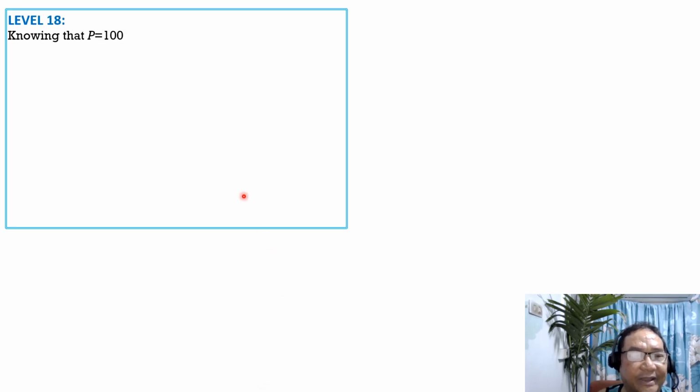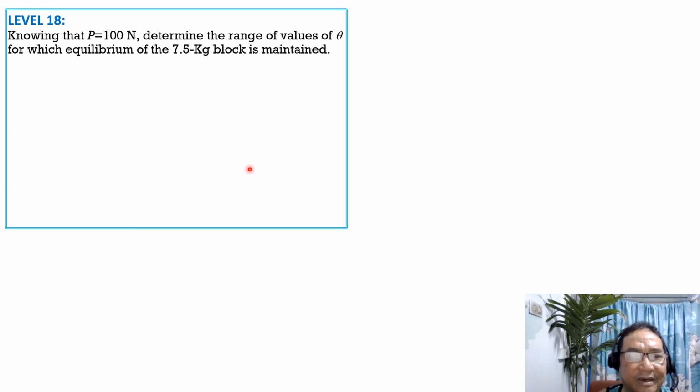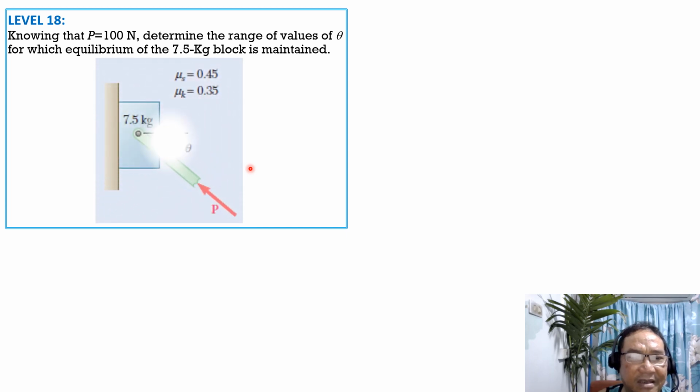Level 18, knowing that P is 100 newtons, determine the range of values of theta for which equilibrium of the 7.5 kilogram block is maintained. So we are talking here of the range of values of theta, so it should be the minimum value and the maximum value. From that requirement, that means that we allow the block to have impending motion, and therefore the maximum frictional resistance is that by statics, mu sub s times normal.